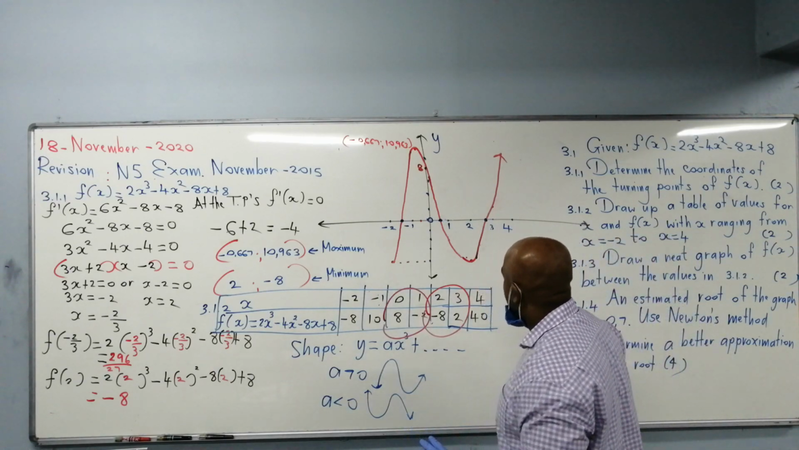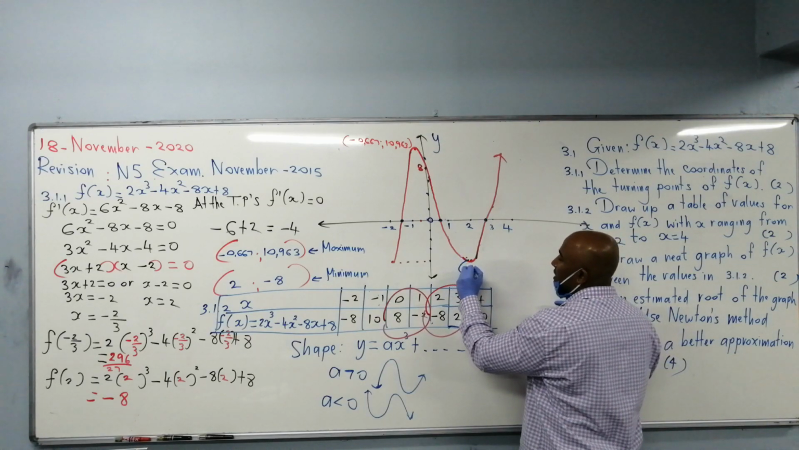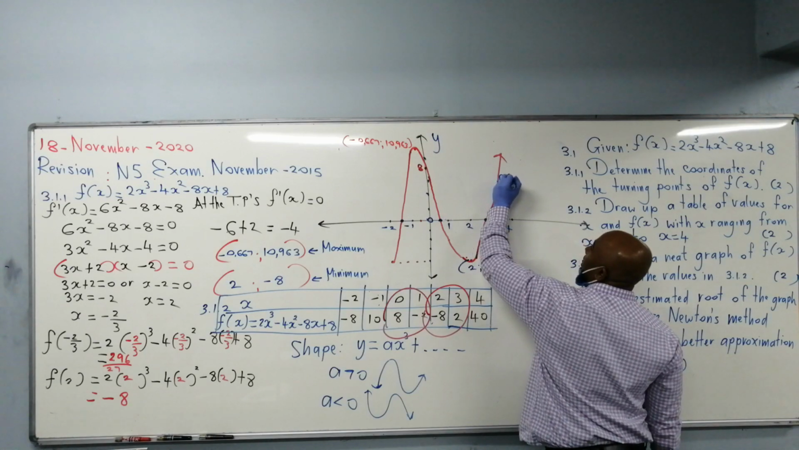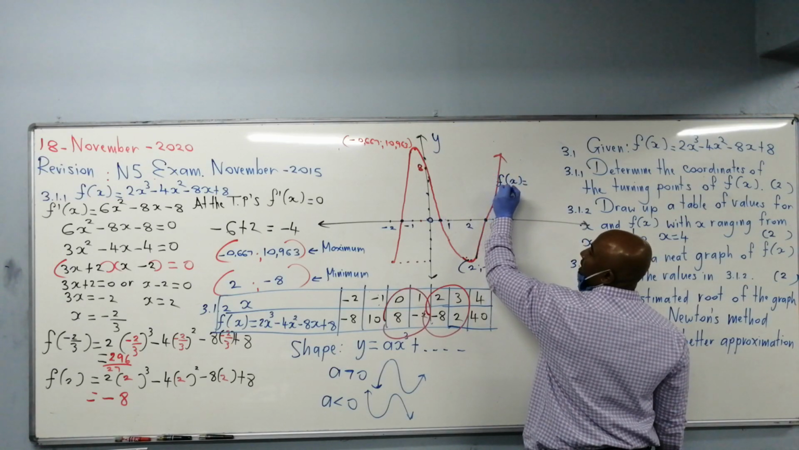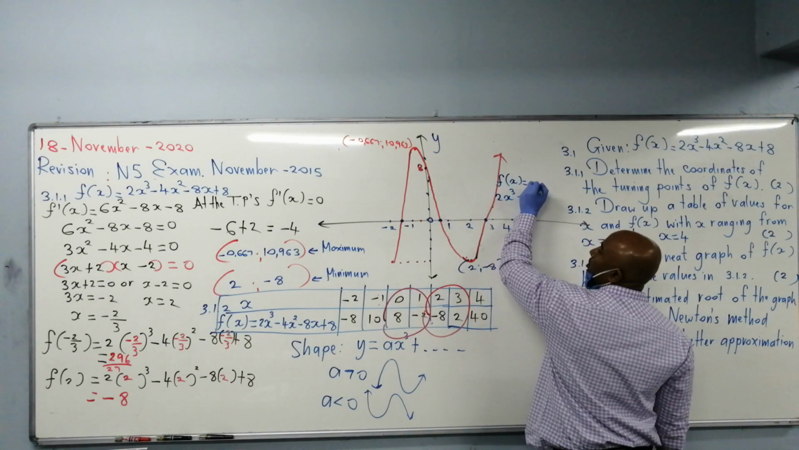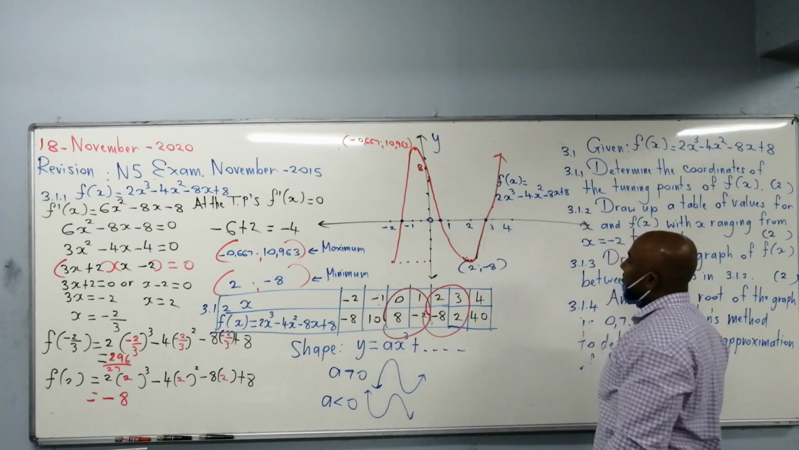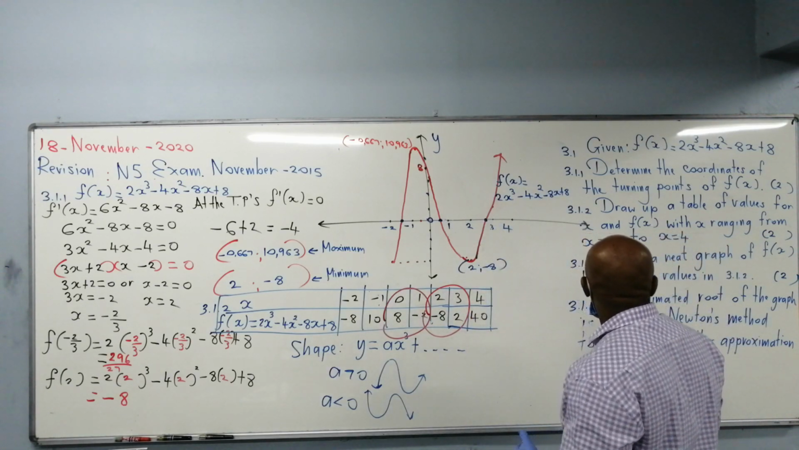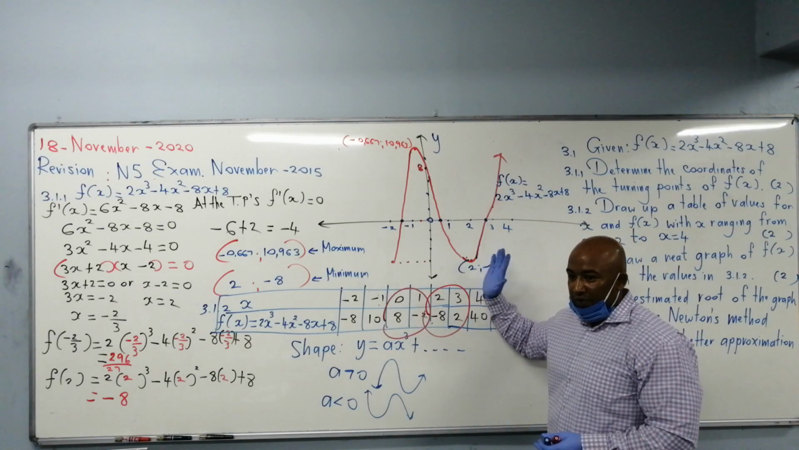Right. Now, we didn't label this. What was this turning point? This was 2, minus 8. Label your graph: f of x is equal to 2x cubed minus 4x squared minus 8x plus 8. Right, so that was just 2 marks, but very important to understand what's going on.